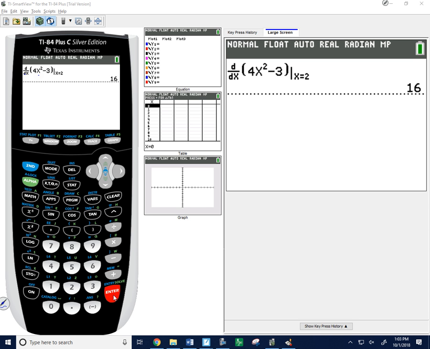Make sure to bring a calculator if you don't have yours. Graphing calculator, yeah.